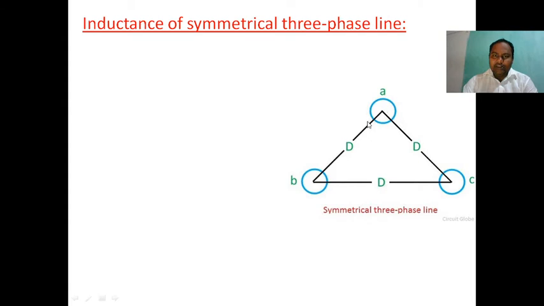The distance between conductor A and B is D. The distance between conductor B and C is D. The distance between conductor C and A is D. So all are having equal distances D. This is called symmetrical. If the distances between conductors are not the same, we call it an asymmetrical three-phase line. So now we derive for the symmetrical case. Symmetrical means they have equal distances.